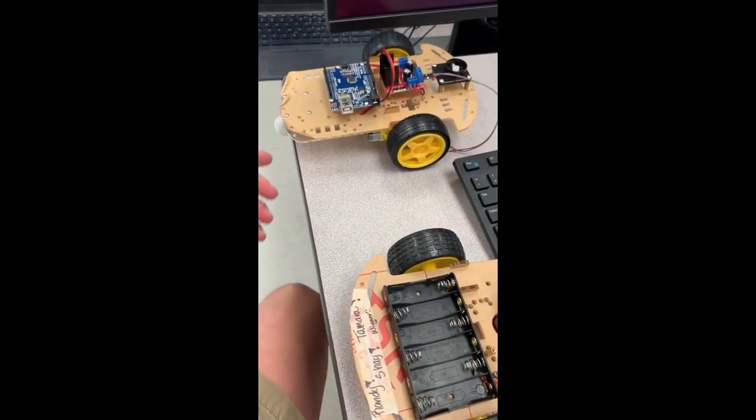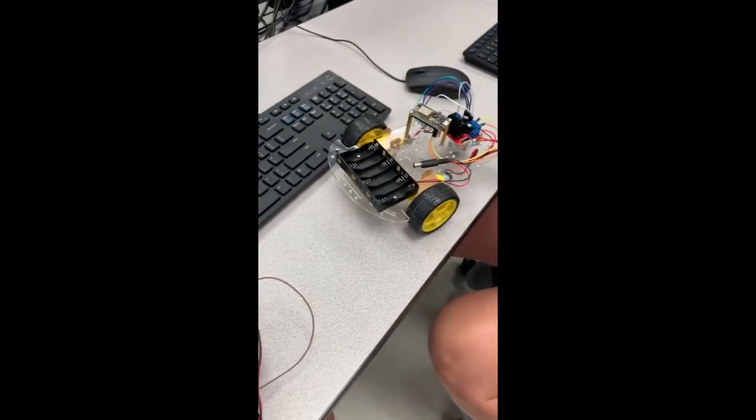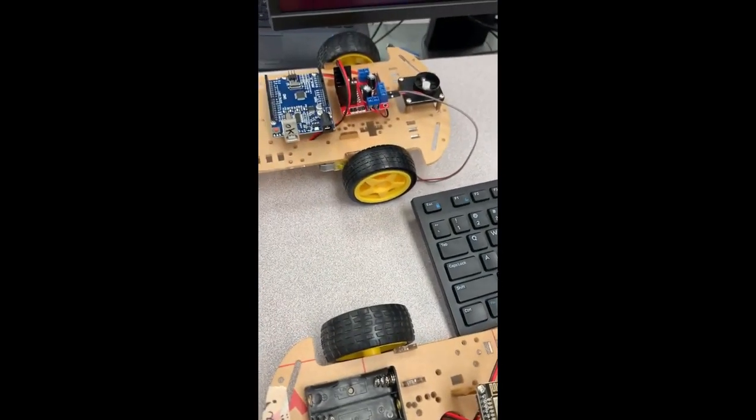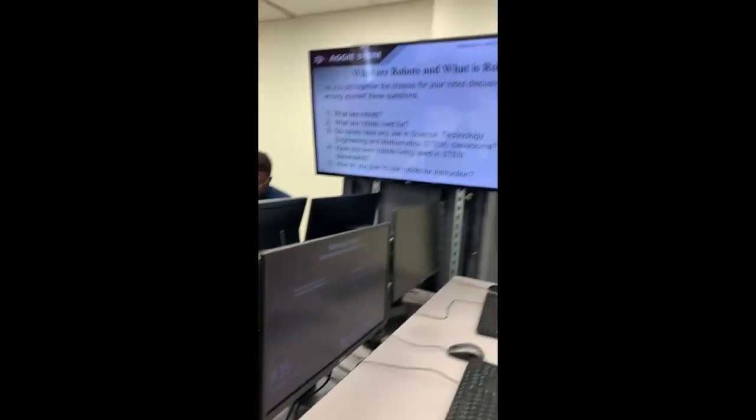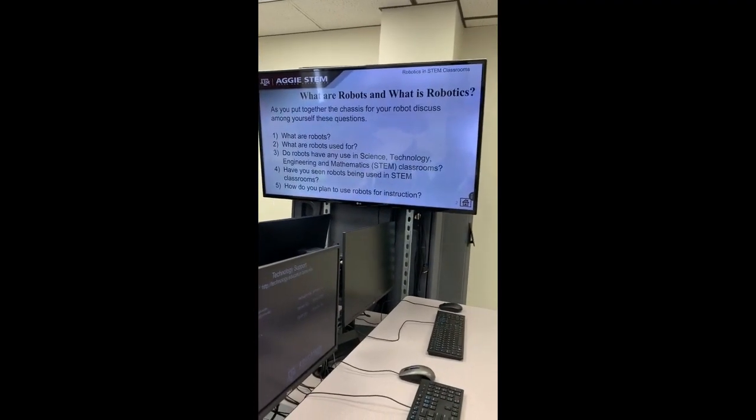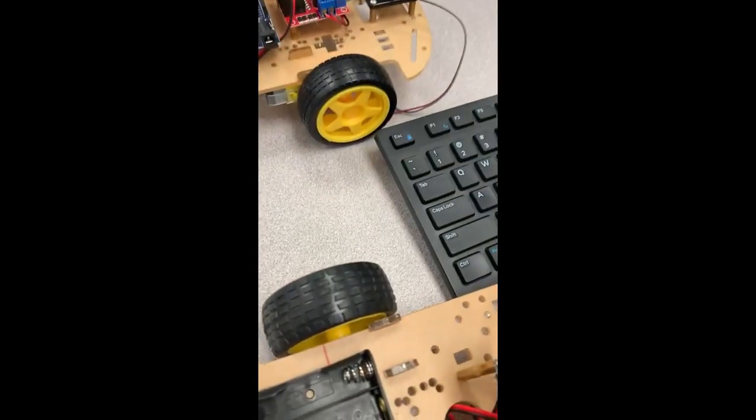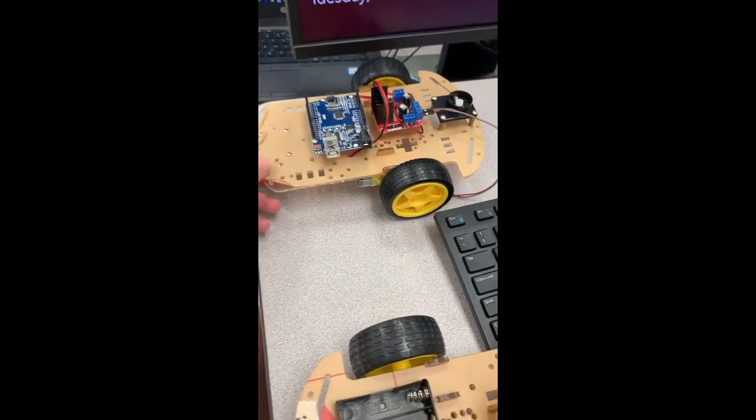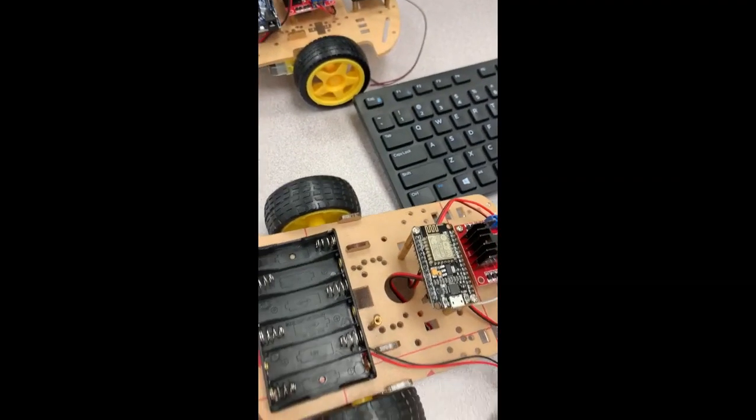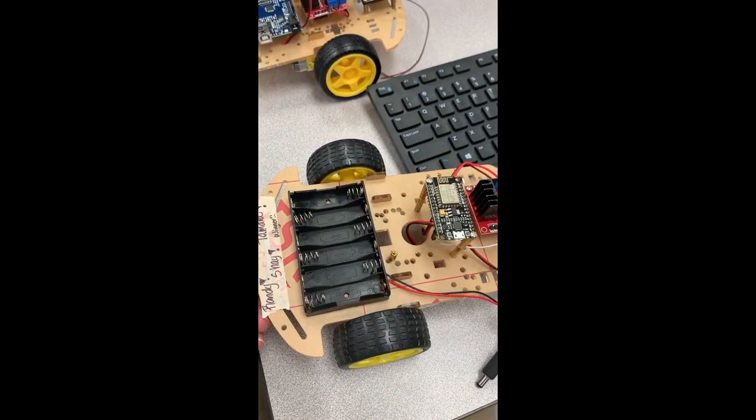So we're about to do our first robotics lesson. You can see we've got some different robots here. I'm super excited to get into this. We already did some pre-stuff where we had to talk about what are robots and what is robotics. We did a voice recording of that earlier, but excited to see what the day brings with the rest of these robots.